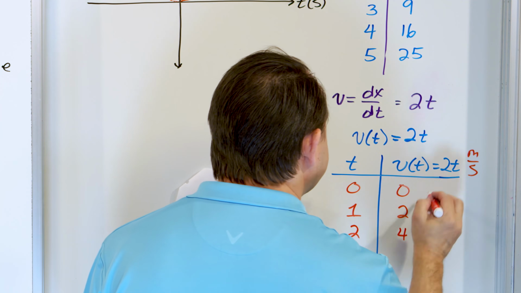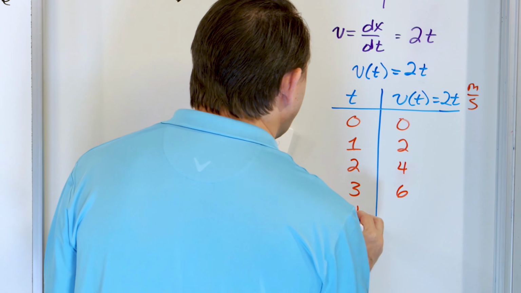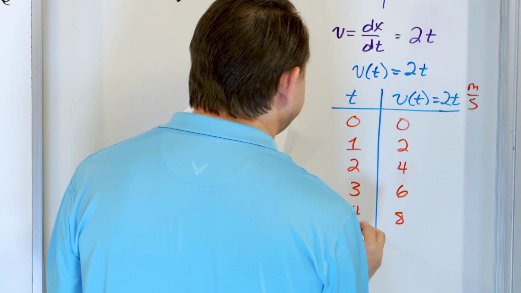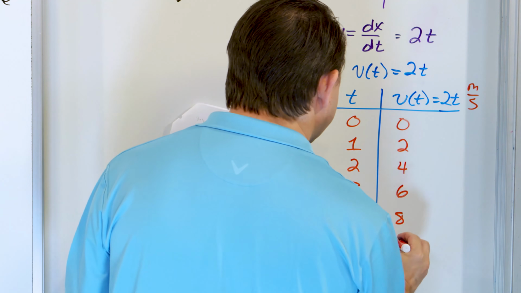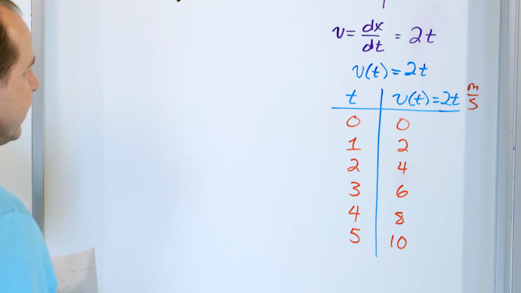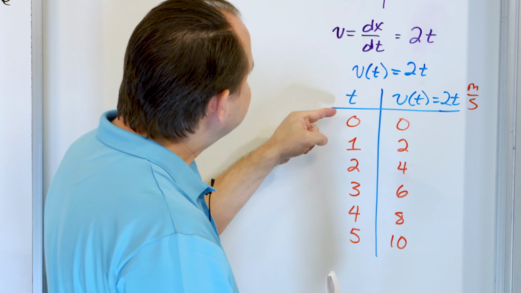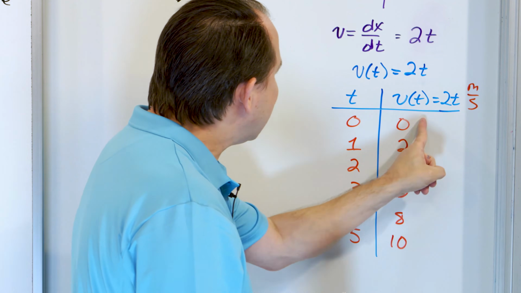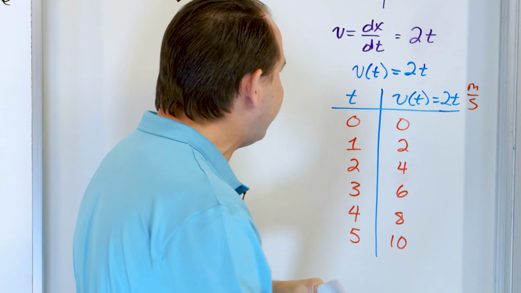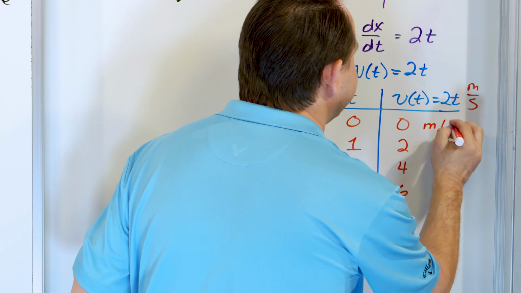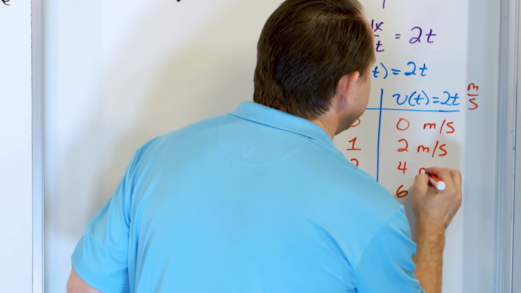At 3 seconds, 3 times 2 is 6 meters per second. At 4 seconds, 4 times 2 is 8 meters per second. And at 5 seconds, 2 times 5 is 10 meters per second. Look what's going on. As the time is increasing, the velocity is increasing. These are all in meters per second.